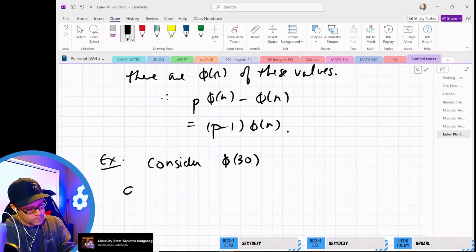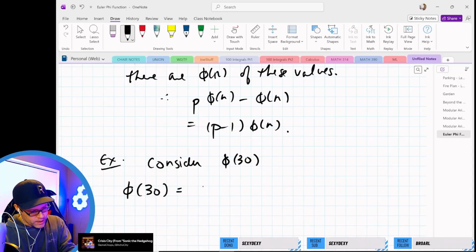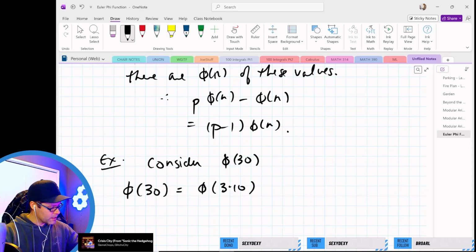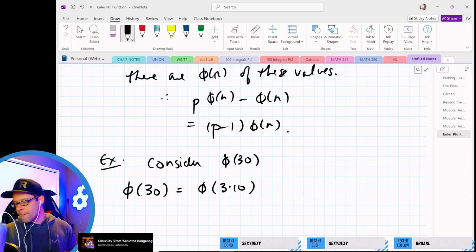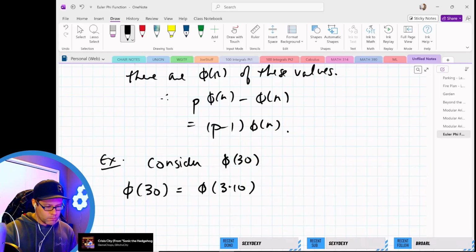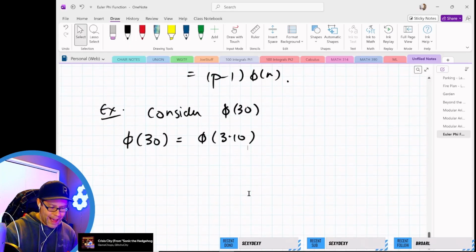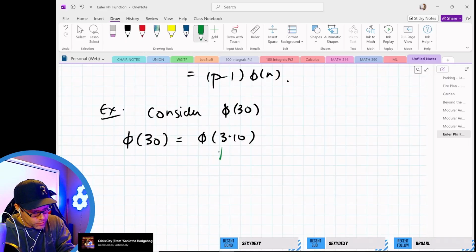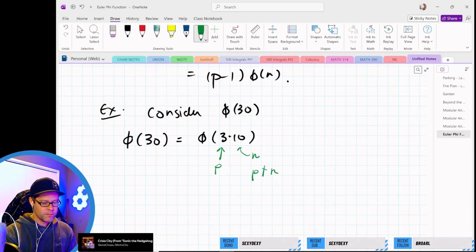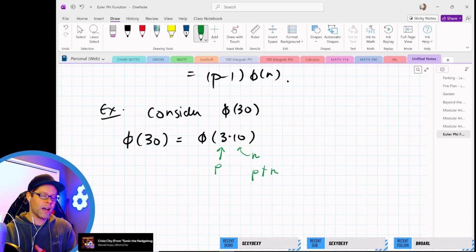phi of 30. If I want to work with this number, I might say, okay, I can break this up into 3 times 10, just as an example, right? 3 times 10. Now, what I have is a prime number, p. So here's my prime number, p. Here's my n. And notice that p does not divide n. So 3 does not divide into 10. It has no shared factors whatsoever.